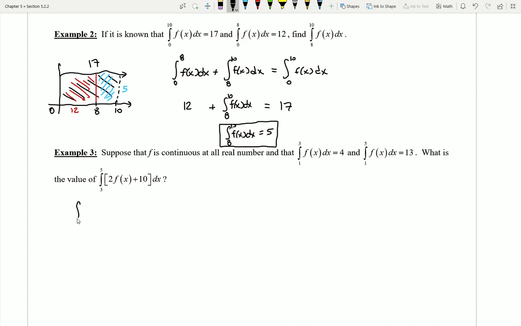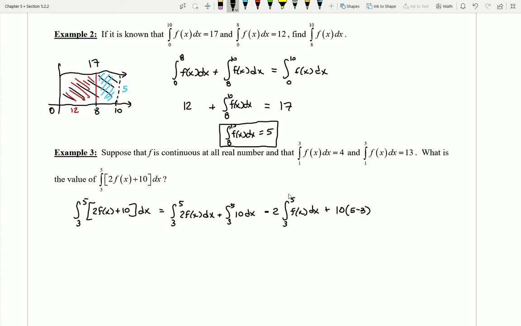Okay, so here's what I ended up with for this particular question. I could start by noting that it is possible to separate my integral into 2 different integrals: an integral of 2 times f of x plus an integral of just the 10. Now, I can take the 2 out of this integral, so this is an integral of just f of x. And over here, this is just 10 times 5 minus 3. It's a rectangle that's 10 units tall and 2 units wide.